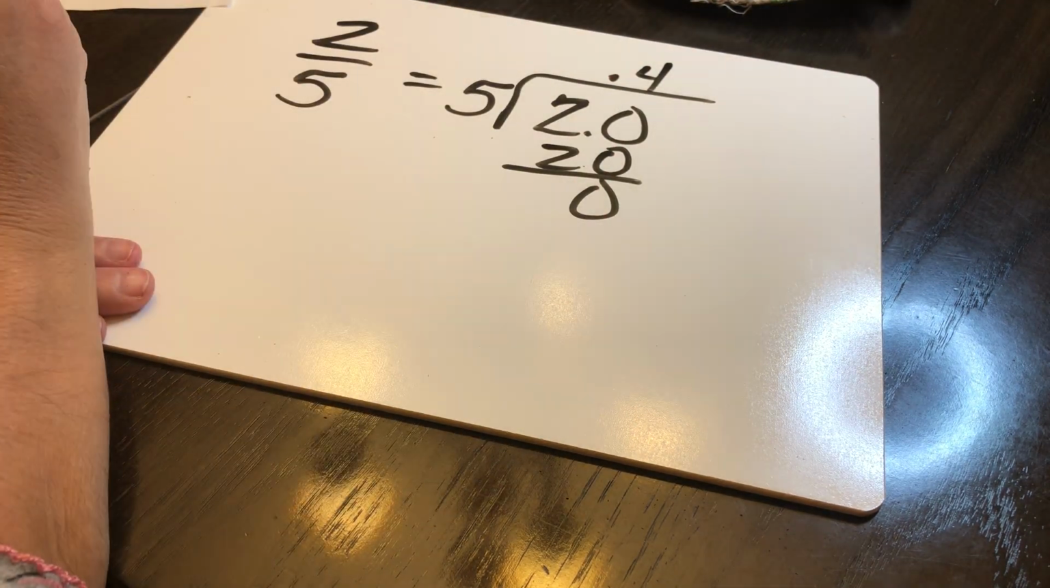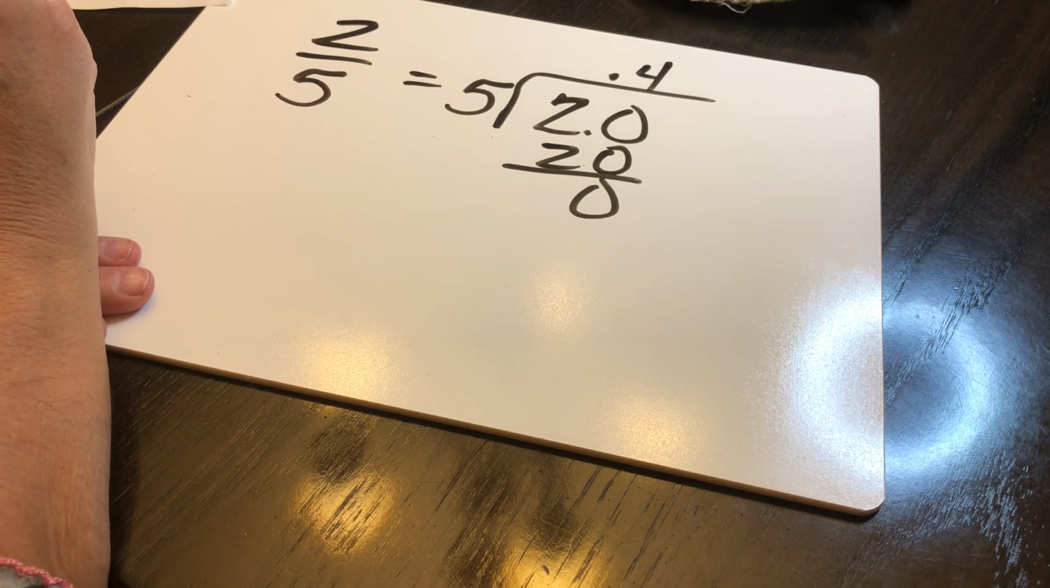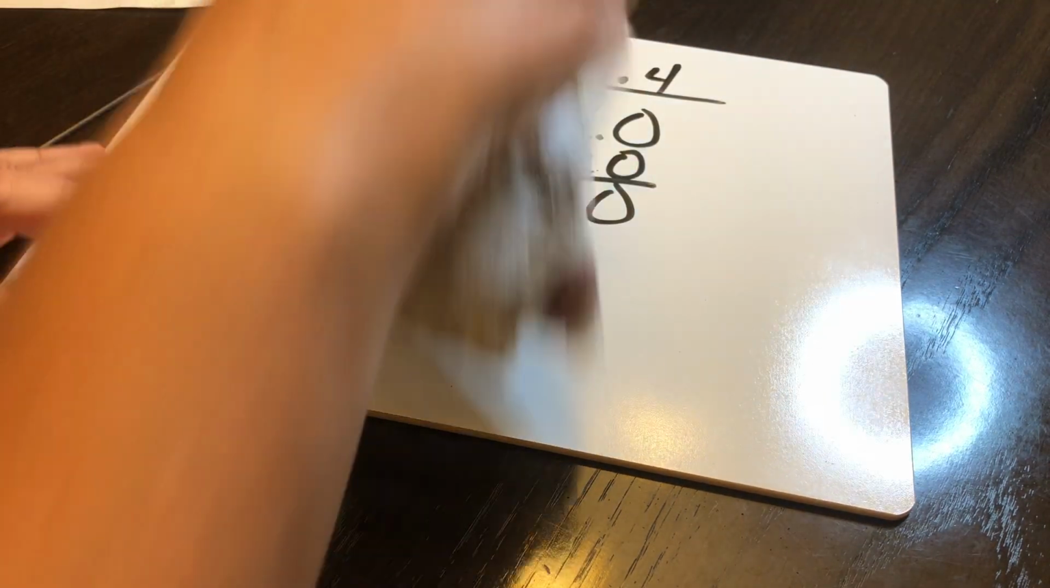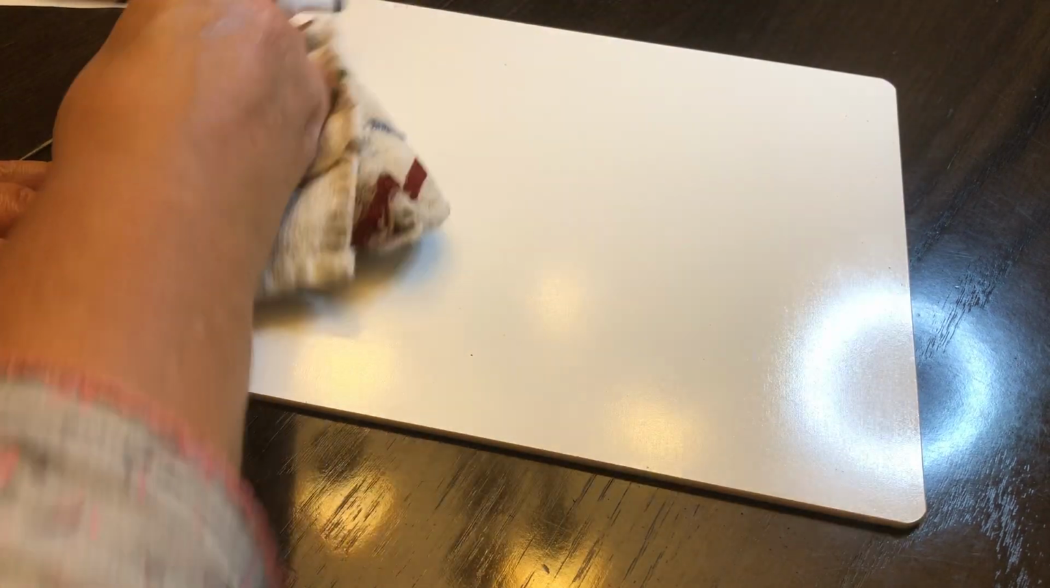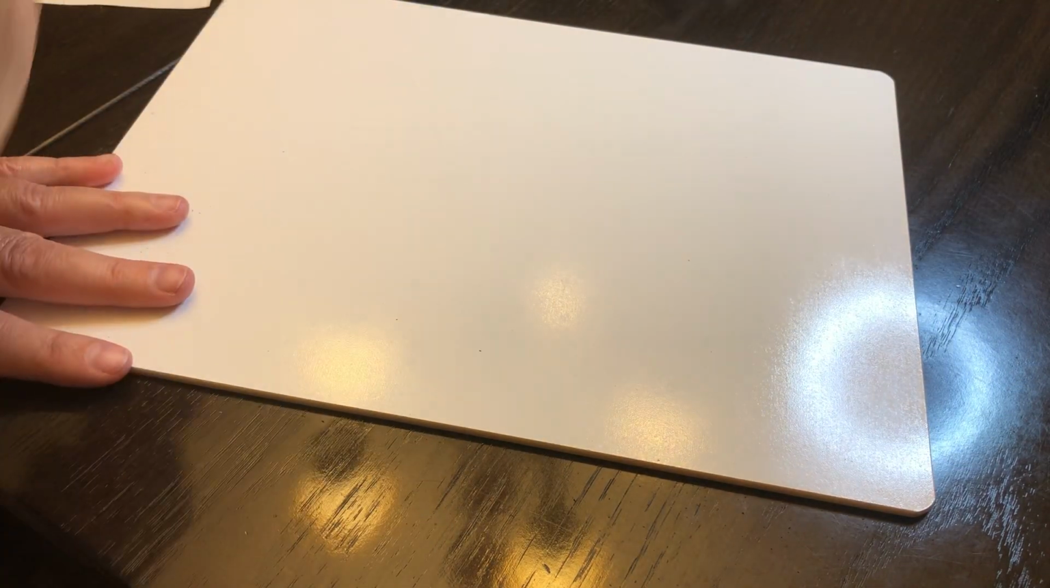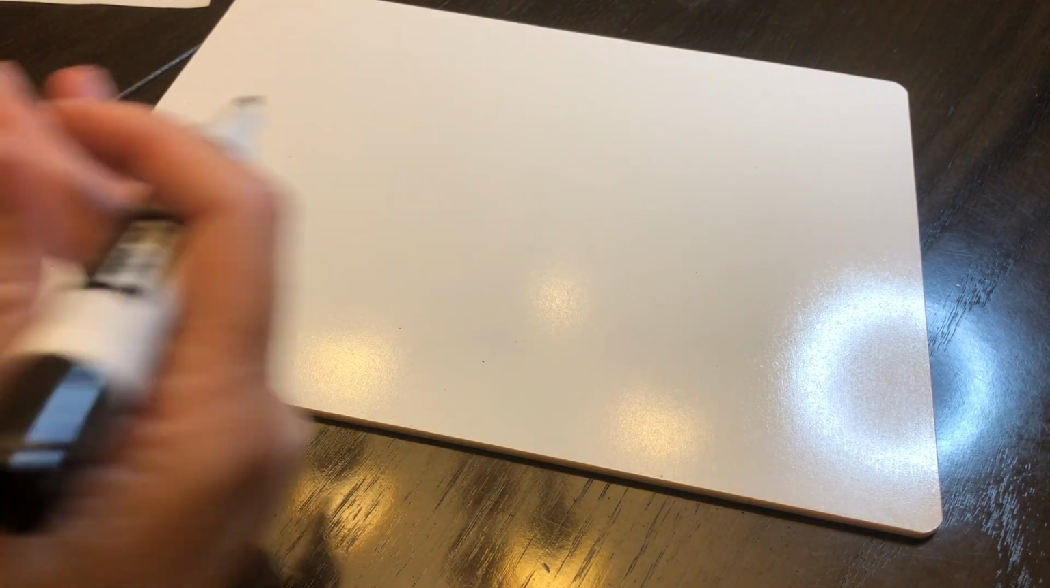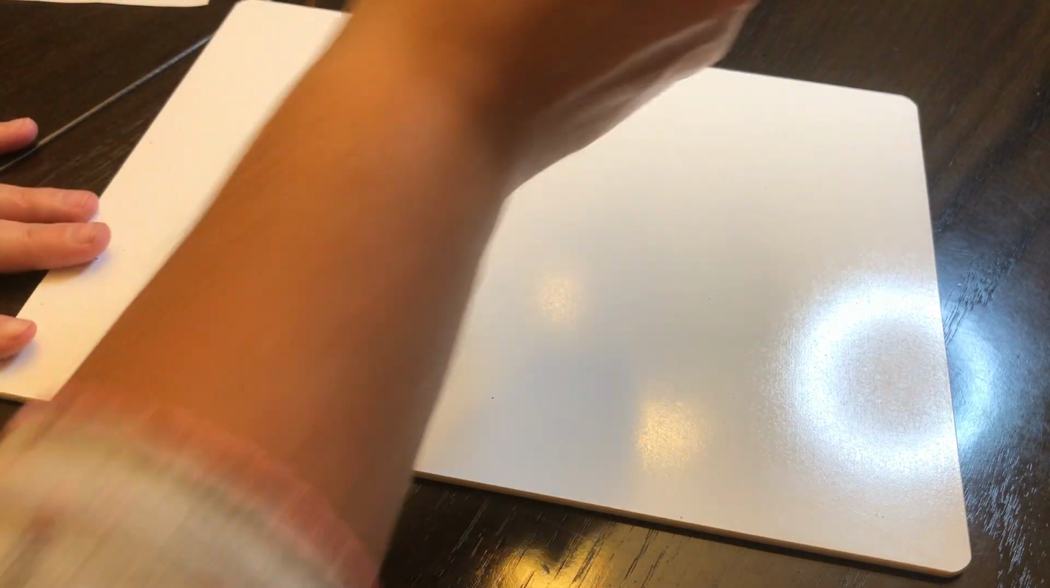2/5 is actually equivalent to 4/10. So that is taking a fraction and turning it into a decimal. Now, can we reverse this process and turn a decimal into a fraction? Absolutely.